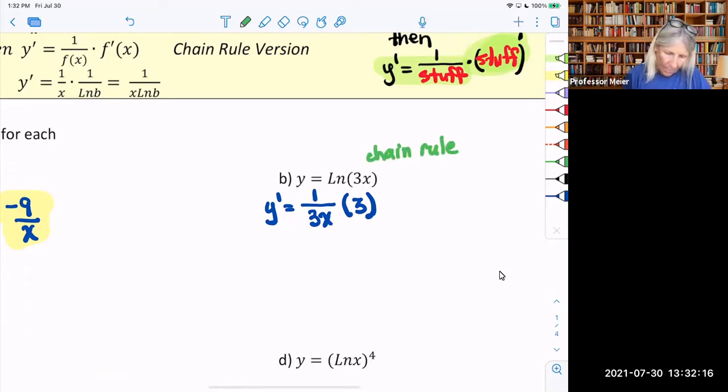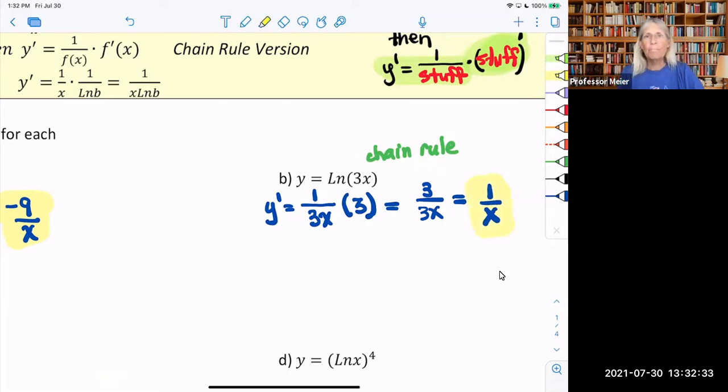Okay. All right, and if we clean it up, 3 times 1 over 3x will be 3 over 3x. And wow, surprisingly enough, if we cross cancel those 3's, we're back at 1 over x. That won't always happen, but in this case, that's where we ended up. Okay, so there's an example of how that chain rule version would work.